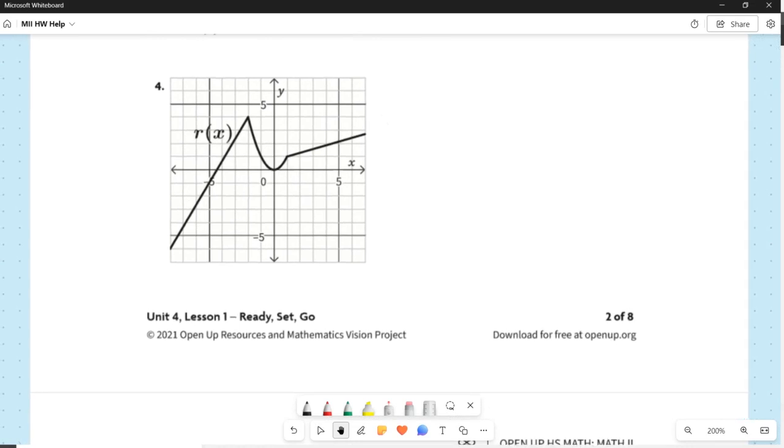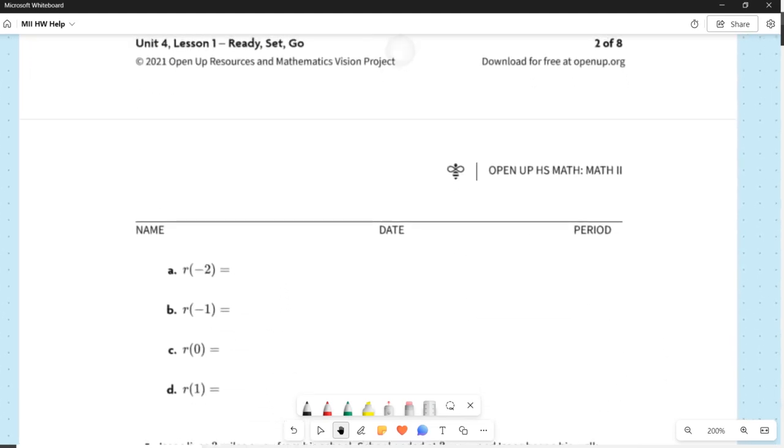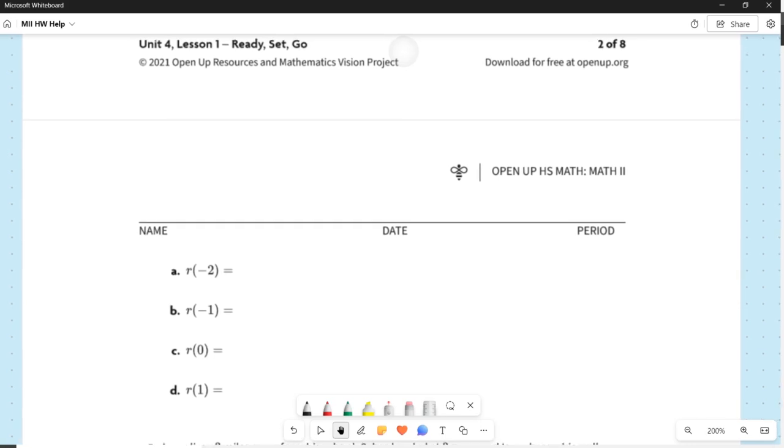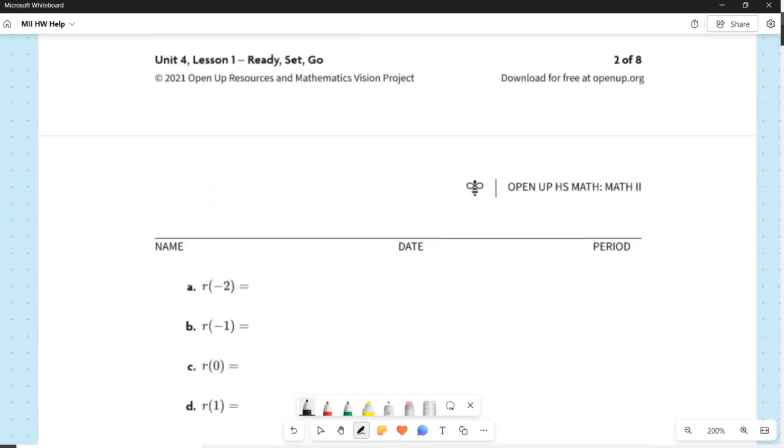Okay, so number 4, we have kind of a funky looking graph here, but we should be able to evaluate these values without too much difficulty. So the first question is part A, what is r of negative 2? Negative 2 is right there on the x-axis. And when we evaluate negative 2 on this function, it puts us right there at the little peak, and that is, sorry, positive 4. So r of negative 2 is 4.